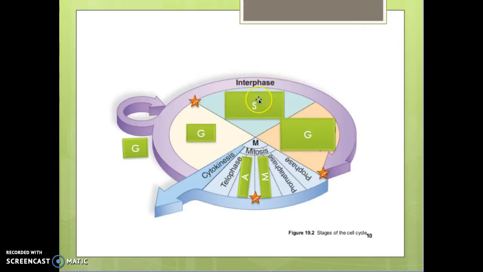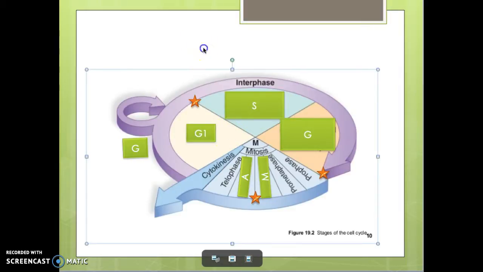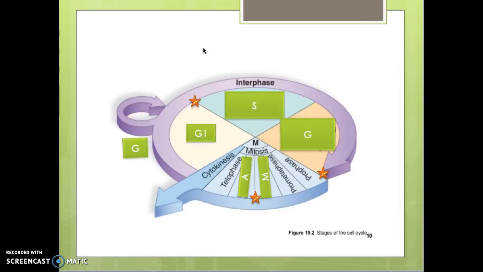There are three checkpoints during the cell cycle, with the G1 and G2 during interphase, and the M being during the mitotic cycle or mitosis. Interphase is made up of three different parts. The first part is the G1 phase, which is right here, G1. And this is mainly the growth of the cell. At the end of this phase, there's the G1 checkpoint, represented by this red star right here, where the body checks to make sure the cell has grown correctly and completed all the processes it needs to.